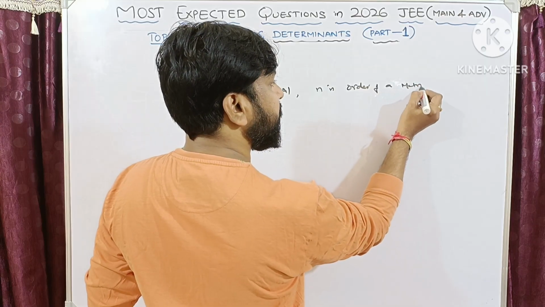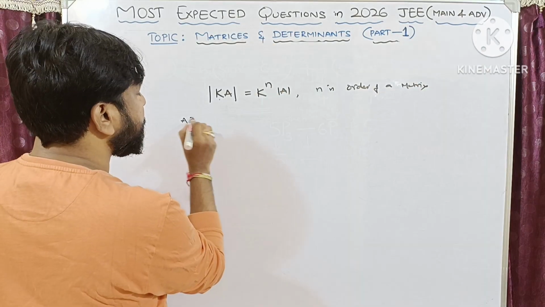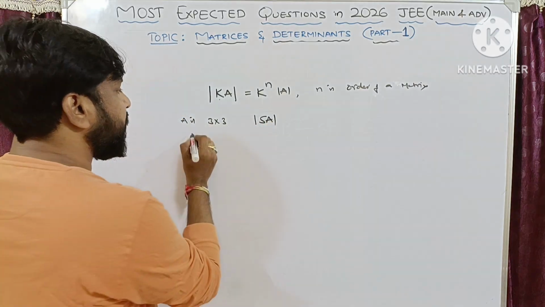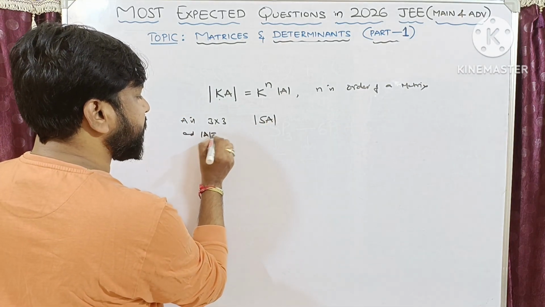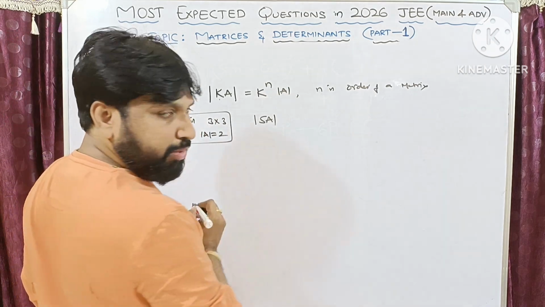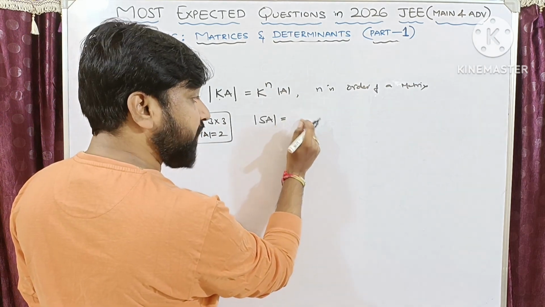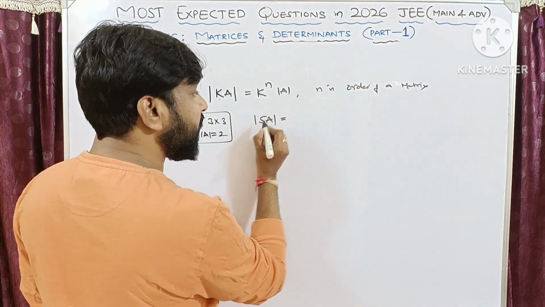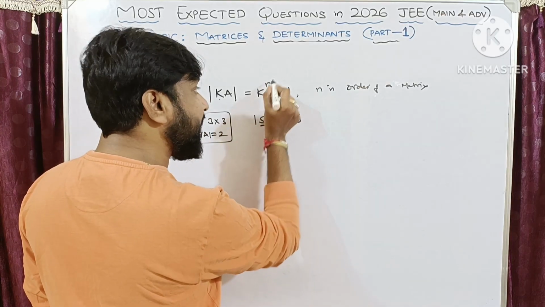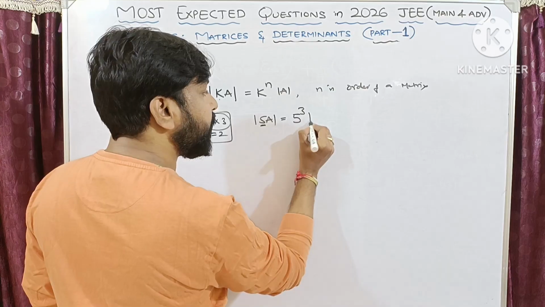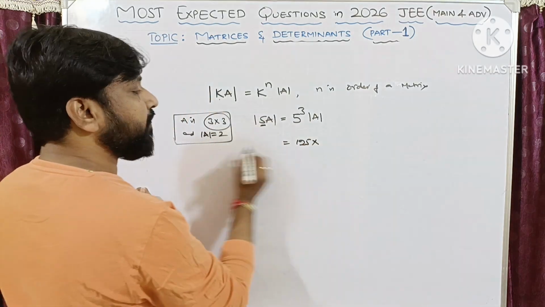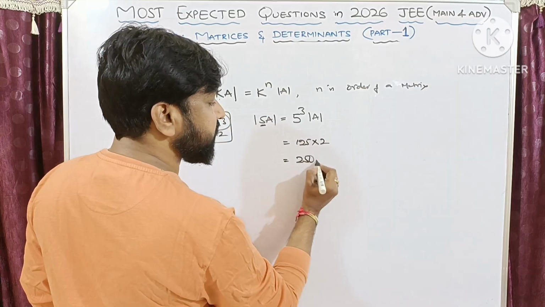For example, A is a 3 by 3 matrix, and they are asking determinant of 5A, and they have given the det A value as 2. So A is a 3 by 3 matrix and det A equal to 2 is given. They are asking determinant of 5A. So you are not supposed to write this as 5 into det A. That is completely wrong. If you want to take this constant out, you are going to apply this formula, 5 power n, where n is the order of the matrix, that is 3, into det A. Then 5 cube is nothing but 125, into determinant of A, whose value is 2. That is nothing but 250, your answer, friends. So that's all.